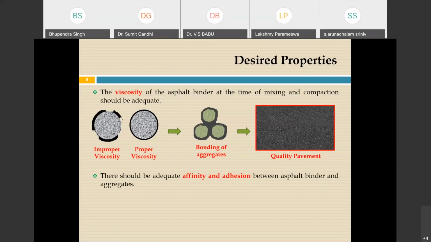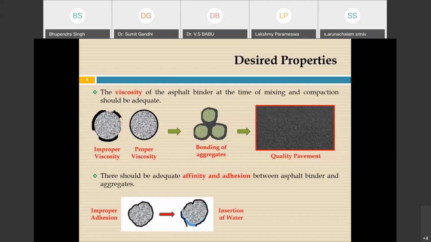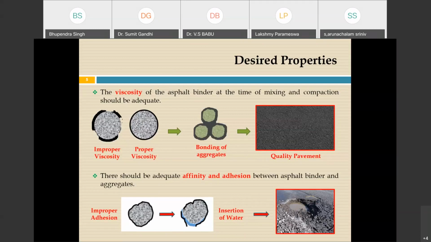So there should be adequate affinity and adhesion between the asphalt binders and aggregates. If there is improper adhesion, no proper affinity between our aggregates and binders, then there will be insertion of water between the aggregate and bitumen film. And water is said to be the biggest enemy of our bituminous pavements. If the water comes, then water damage will occur. So in order to avoid that, it is very important to check the affinity and adhesion between our aggregate and bitumen. These are the basic desired properties that we want from our asphalt binders.